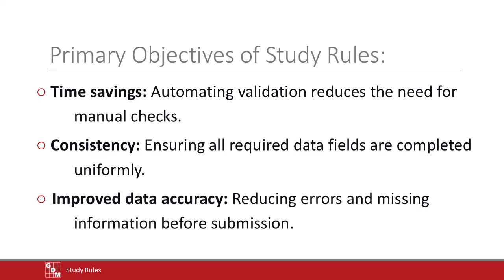Having a predefined set of rules ensures standardization and consistency across all trials. The primary objectives of study rules are time savings. Automating validation reduces the need for manual checks. Consistency: ensuring all required data fields are completed uniformly. Improved data accuracy: reducing errors and missing information before submission.